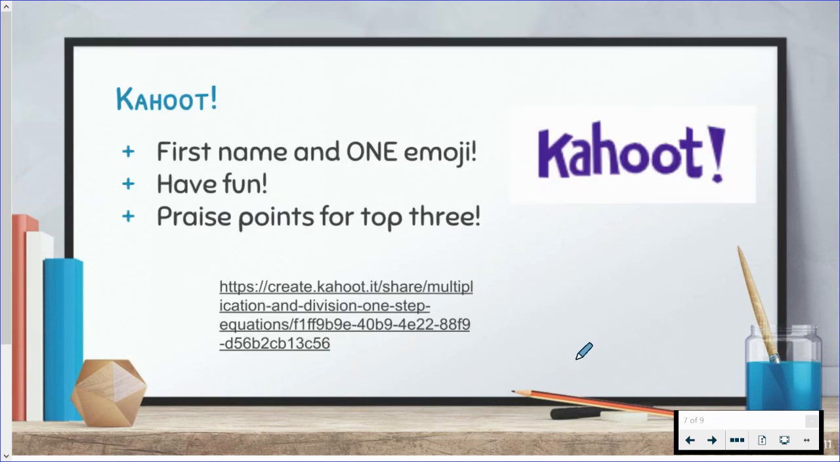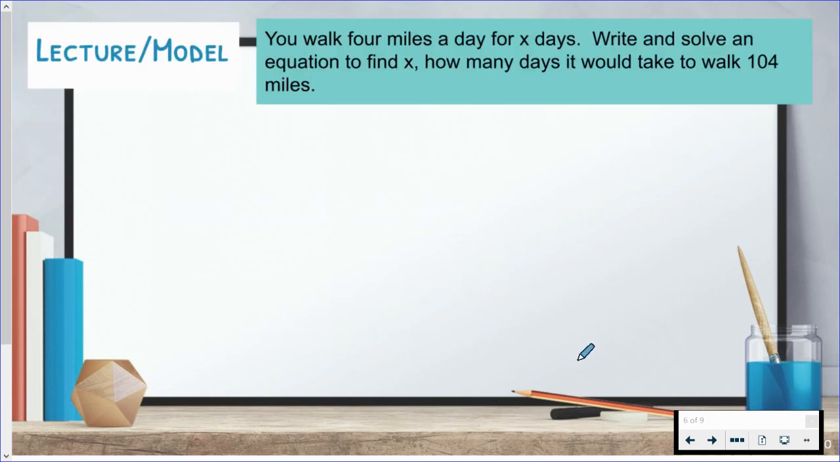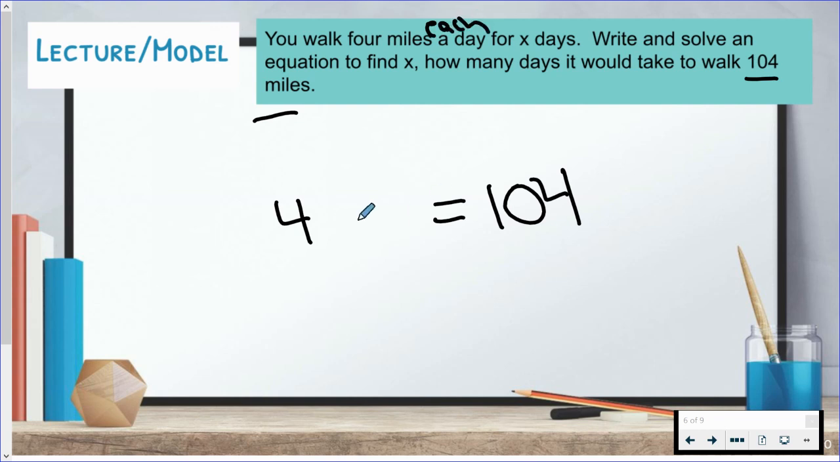All right, let's do our last example. You walk 4 miles a day for X days. Write and solve an equation to find X, how many days it would take to walk 104 miles. So we know our end game here is 104. And we know we're walking 4 miles each day. So that word each is going to tell us something because we're walking 4 miles each day. So 4 miles times the number of days is going to equal 104. Because if we walked 2 days, it would be 8 miles. 3 days, it would be 12 miles, and so on. We're not going to keep adding 4, though, until we get to 104. Ain't nobody got time for that.